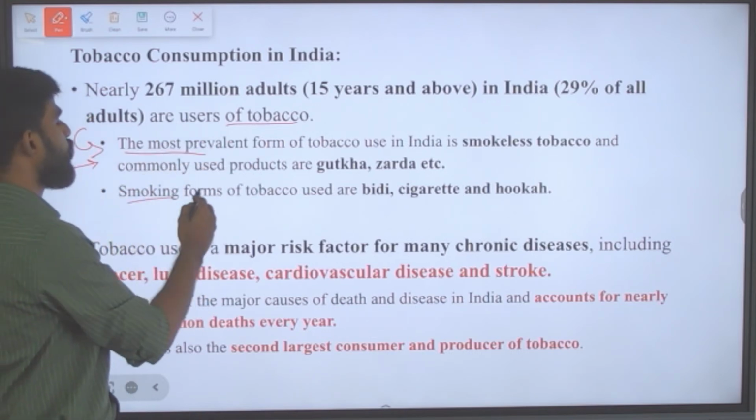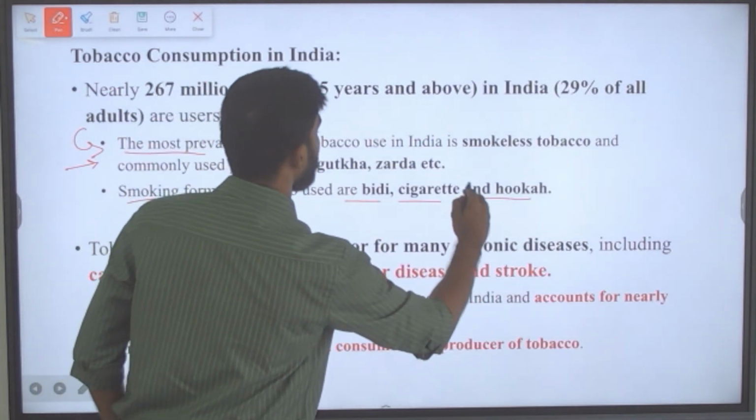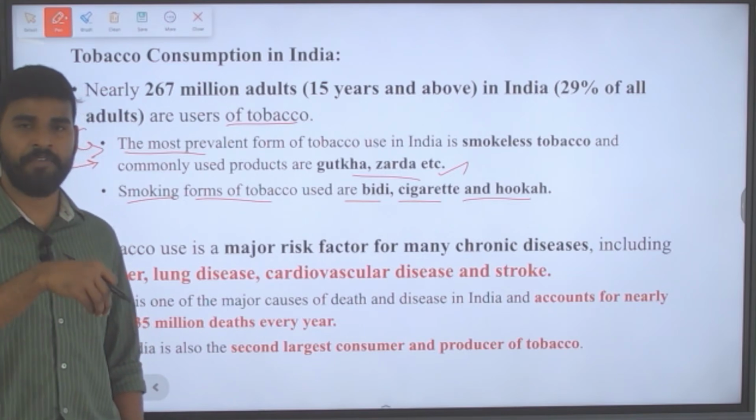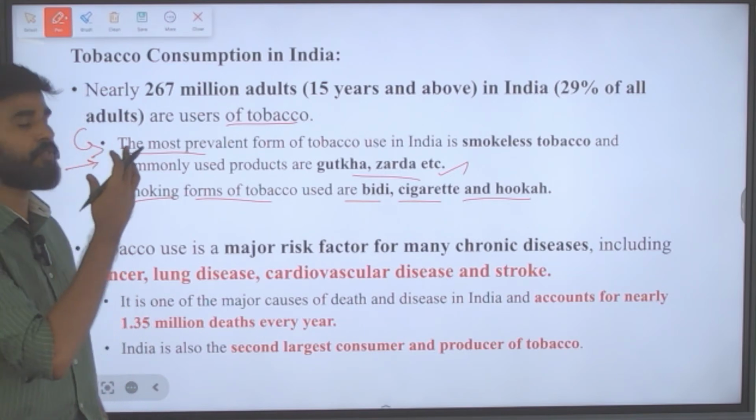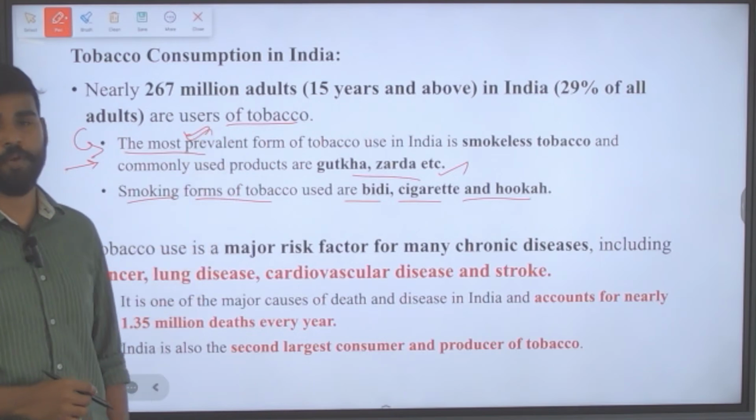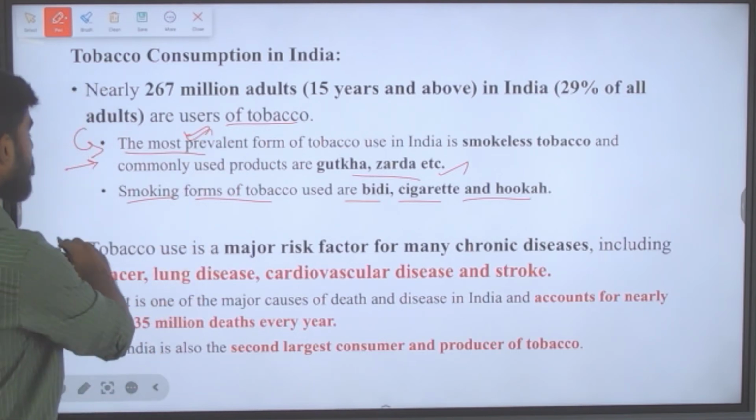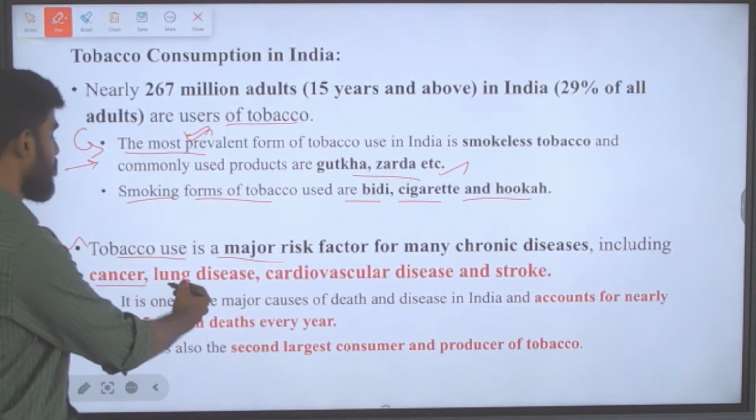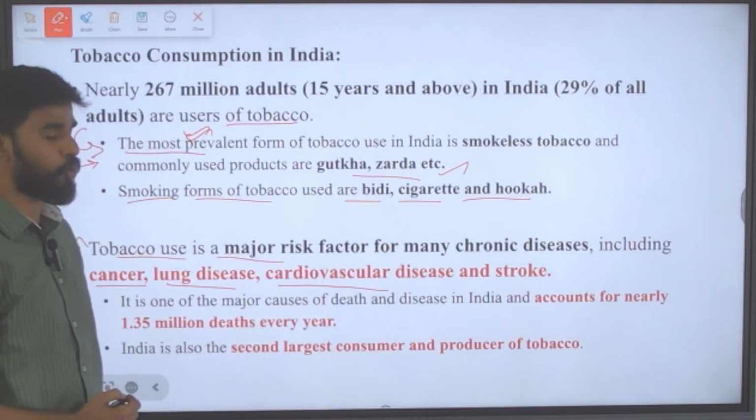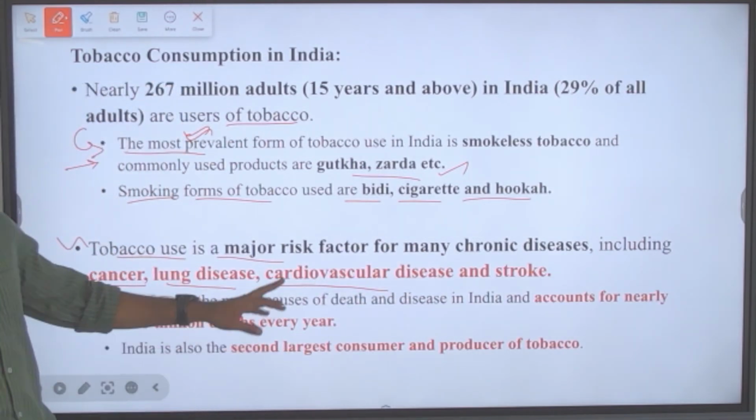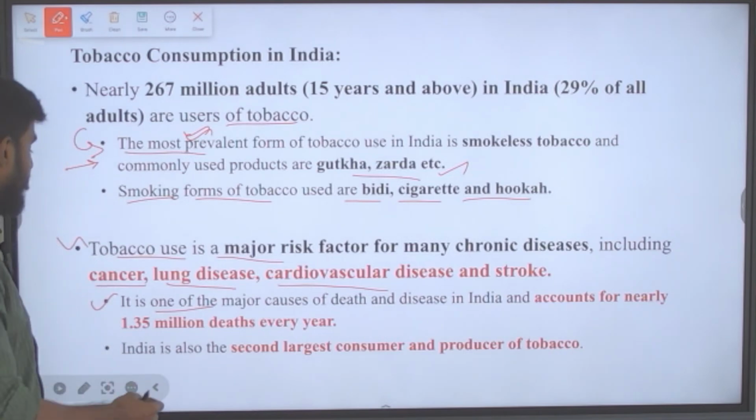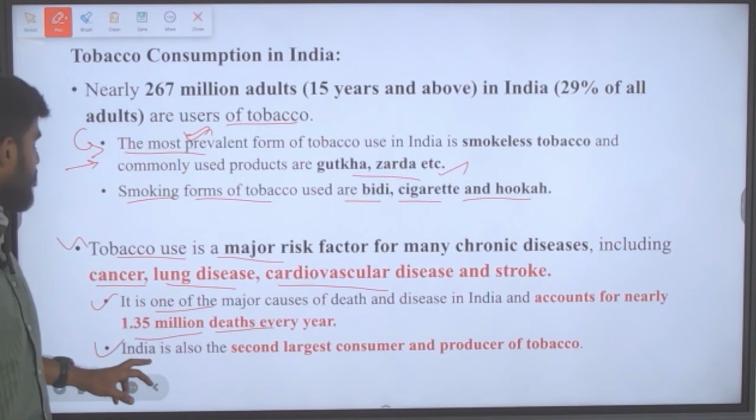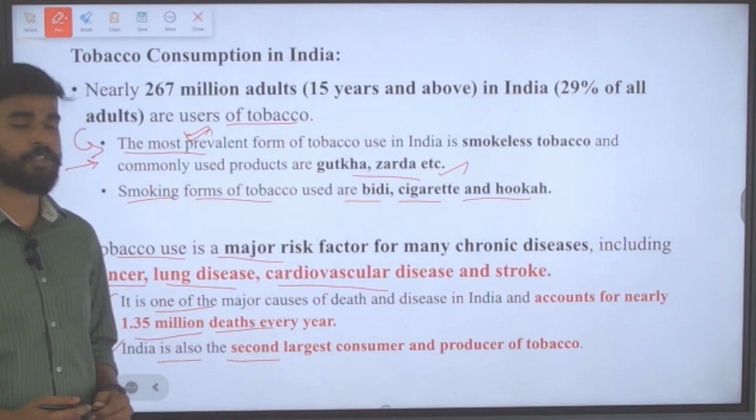Okay, but then smoking forms are also there like beedi, cigarette and hookah. But smokeless tobacco forms like gutka, zarda and betel leaves, which contain tobacco products, are the most prevalent form of tobacco use in India. Okay. Next, tobacco use is the major risk factor for many chronic diseases, including cancer, lung disease, cardiovascular disease and stroke. And it is one of the major causes of death and disease in India, and it accounts for nearly 1.35 million deaths every year, which is a huge number. Okay. And then India is also the second largest consumer and producer of tobacco.